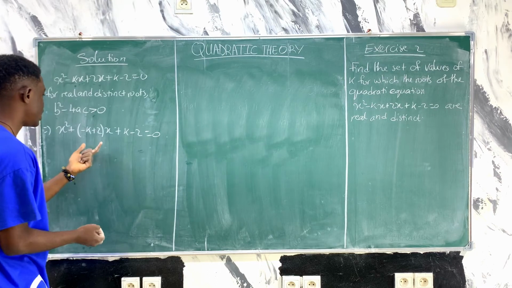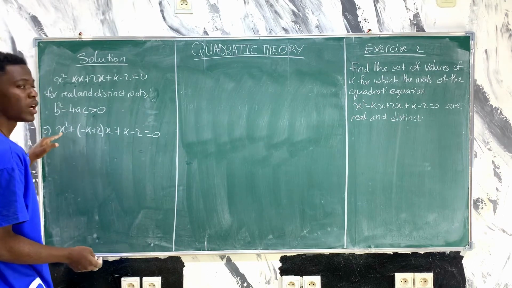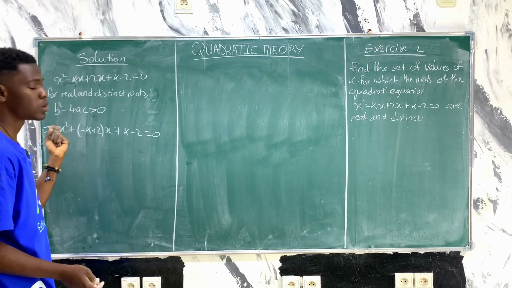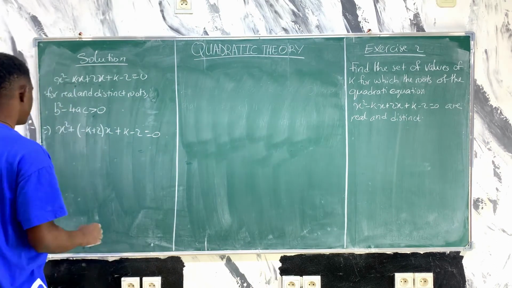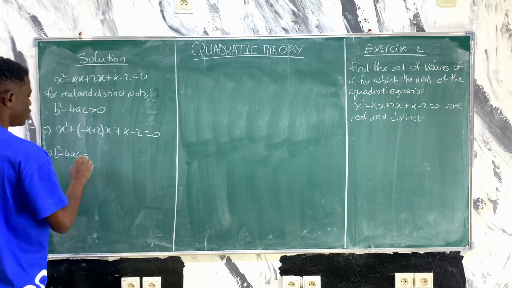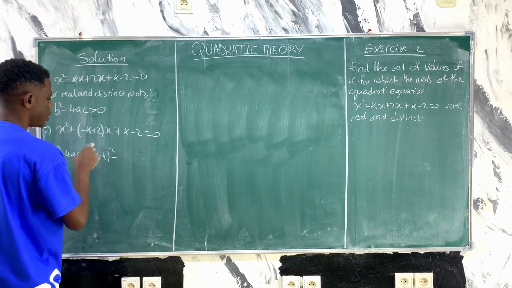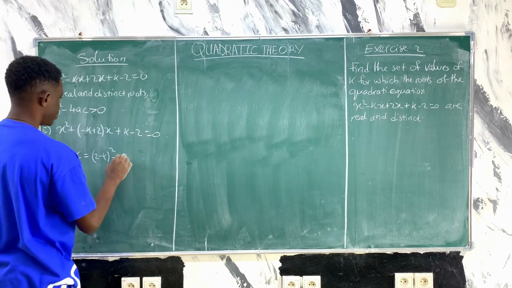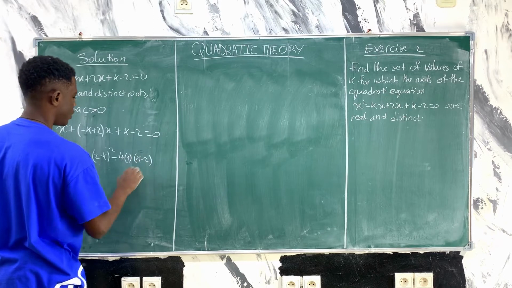So from here, I can see that the coefficient of x squared is 1, that is a. I can see that my b is minus k plus 2, or 2 minus k. And my c is this. So b squared minus 4ac will be equal to b squared, I have 2 minus k squared, minus 4 times a, which is 1, times c, which is k minus 2. Minus k plus 2 is the same as 2 minus k.